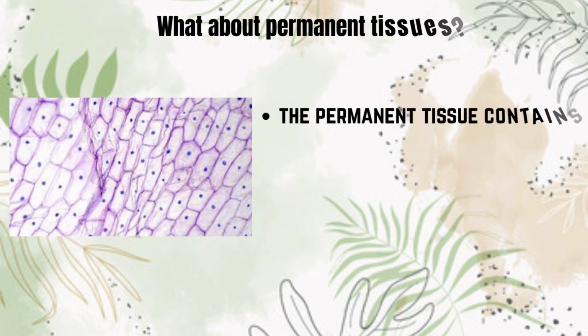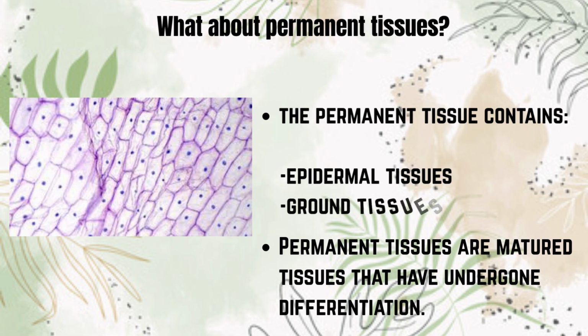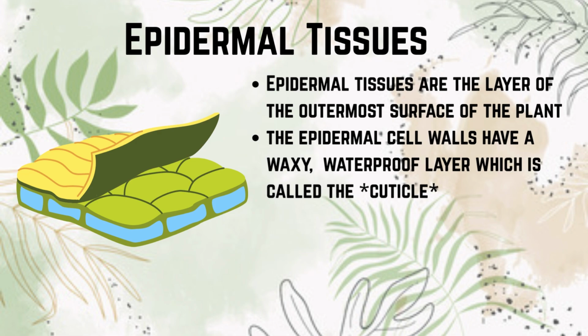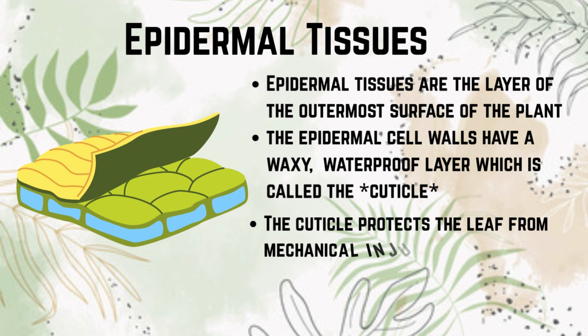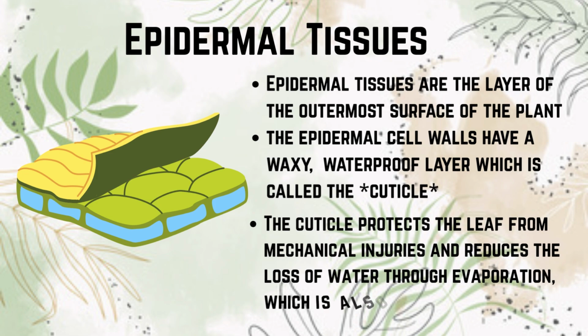What about permanent tissues? The permanent tissue consists of epidermal tissues, ground tissues, and also vascular tissues. The permanent tissues are matured tissues that have undergone differentiation. Epidermal tissues are the outermost layer of the plant. The epidermal cell walls have a waxy waterproof layer which is called the cuticle. The cuticle protects the leaf from mechanical injuries and reduces the loss of water through evaporation, which is also known as transpiration.